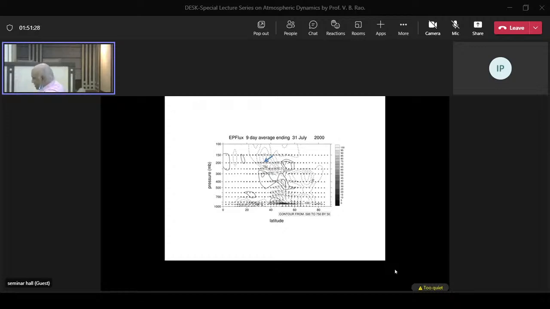What are Eliassen-Palm fluxes? This is another novelty. For the first time in 1962, they could club V prime T prime and V prime U prime, that is, the transport of sensible heat and the transport of momentum, in a vector called the Eliassen-Palm vector, EP vector. For example, E vector is j in the meridional direction V prime U prime, plus k in the vertical direction V prime T prime. Some of these things you have to know. And they showed the so-called Eliassen-Palm relations.